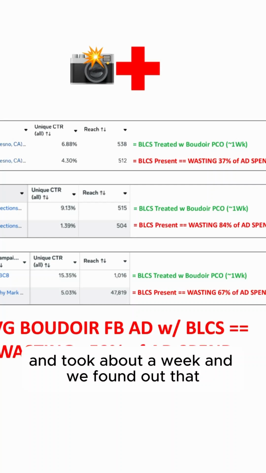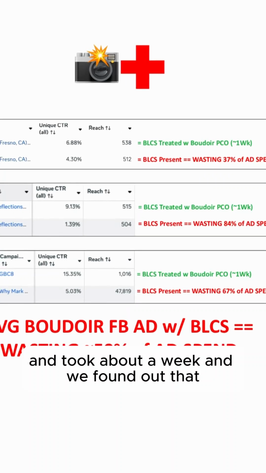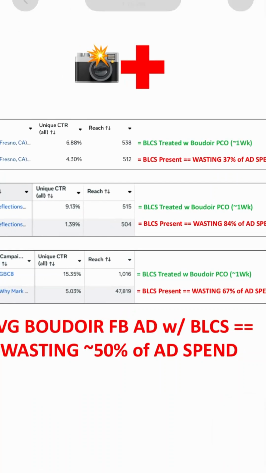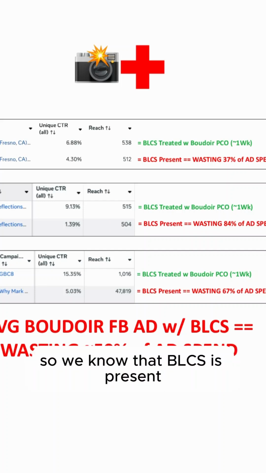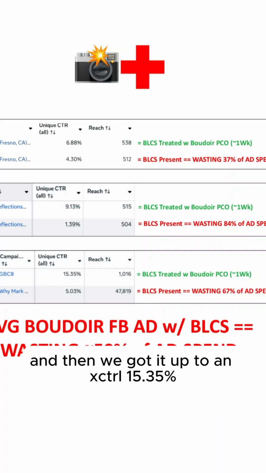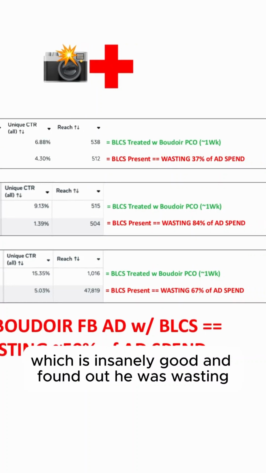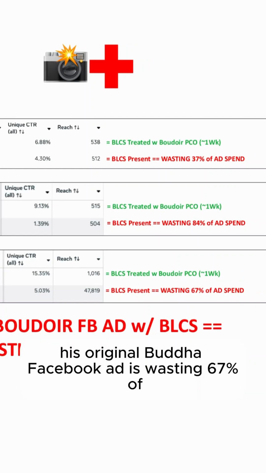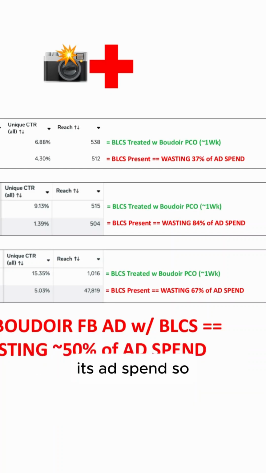And we found out that we went from 5.03%, so we know that BLCS is present, and then we got it up to unique CTRL 15.35%, which is insanely good. And found out his original Boudoir Facebook ad was wasting 67% of its ad spend.